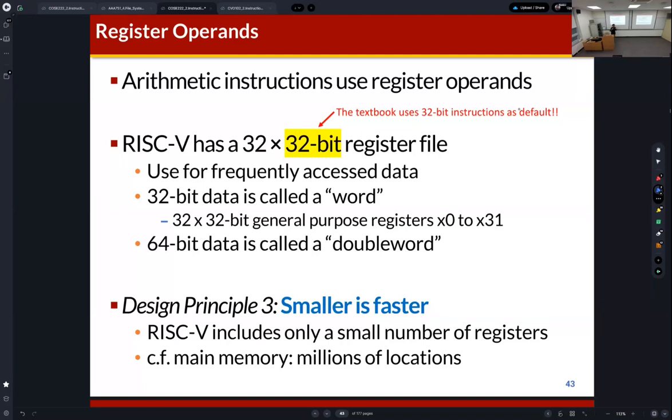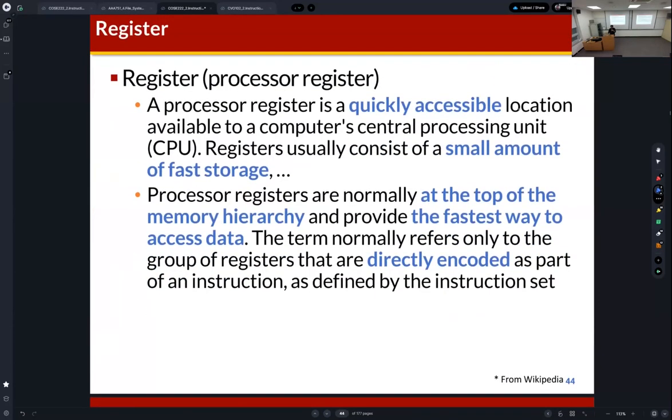We just learned about the arithmetic instructions. These arithmetic instructions use registers as their operands. Then, what is a register? If you see the next page, you can find the definition of register. I also highlighted some main features of a register. A register is hardware that can store data, and it is quickly accessible. So it's very fast. We can quickly read and write data to a register.